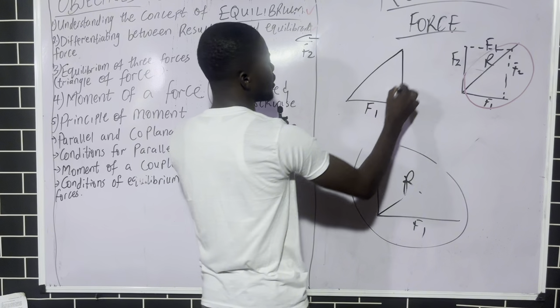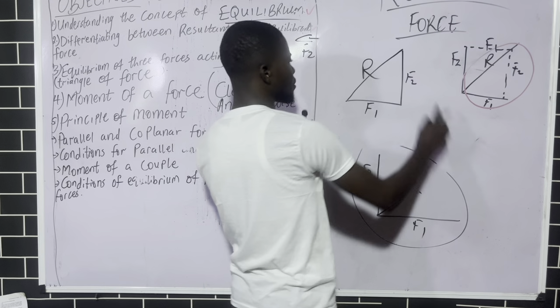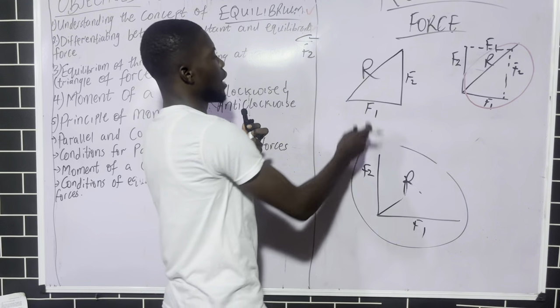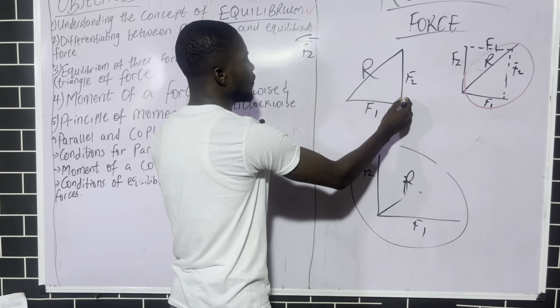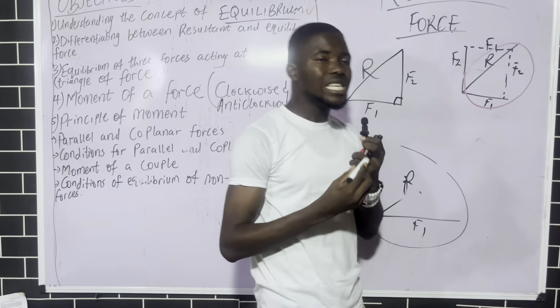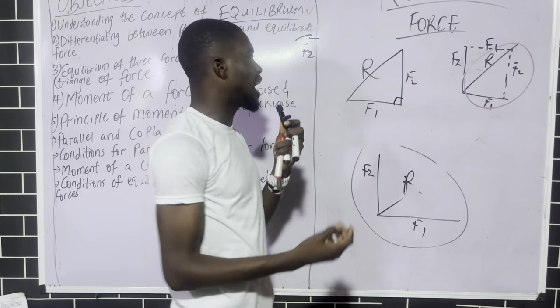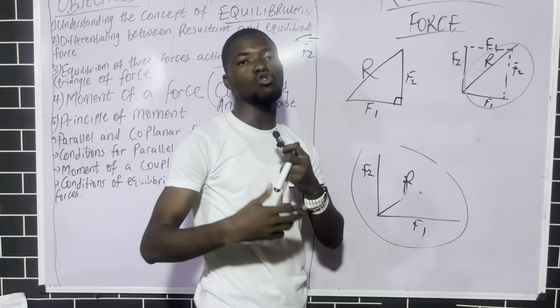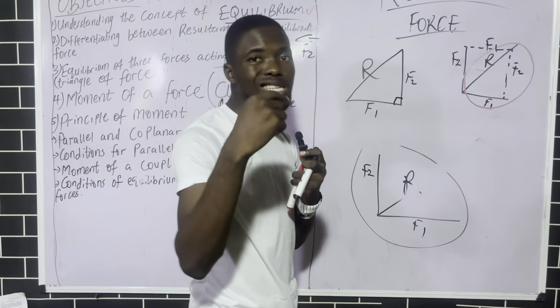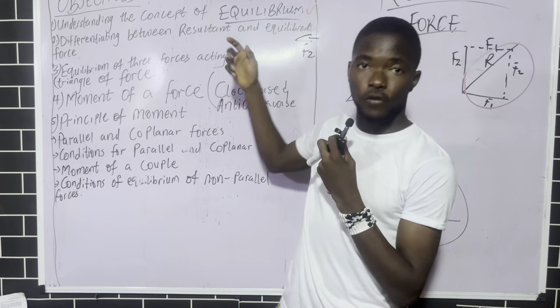This is F1, this is F2, and this is the resultant. Is that not it? So F1, F2, resultant. So what do we have here? We have a right angle triangle. Since we're having a triangle, this is why I say physics and maths go together. So when you have a triangle like this, you can use some of the laws you use to solve triangles to solve this. You are going to understand this concept clearly when I talk about equilibrium of three forces.